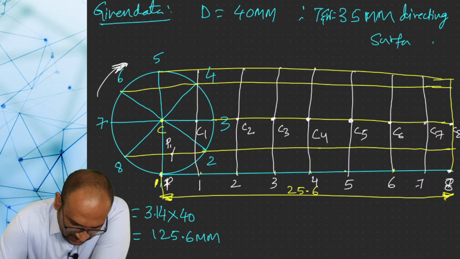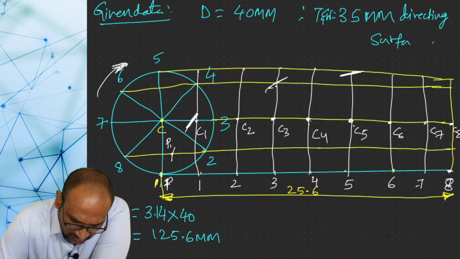Similarly, C2 as center with the circle radius you draw an arc on this line. C3 as center you draw an arc on this line. C4 center you draw an arc on the fourth line, and C5 center you draw an arc on the fifth line. It will come exactly here.